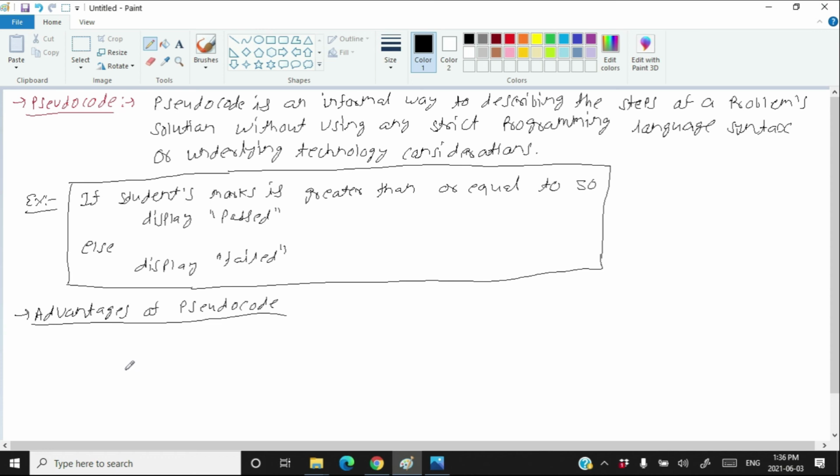It can only be tested on paper, means you cannot execute the pseudocode. Okay, it is not meant to be executed. It can only be tested on paper. It is an informal representation of the algorithm, or you can say that it is an informal code which is not meant to be executed on the system. So these are a few advantages and disadvantages of the pseudocode.